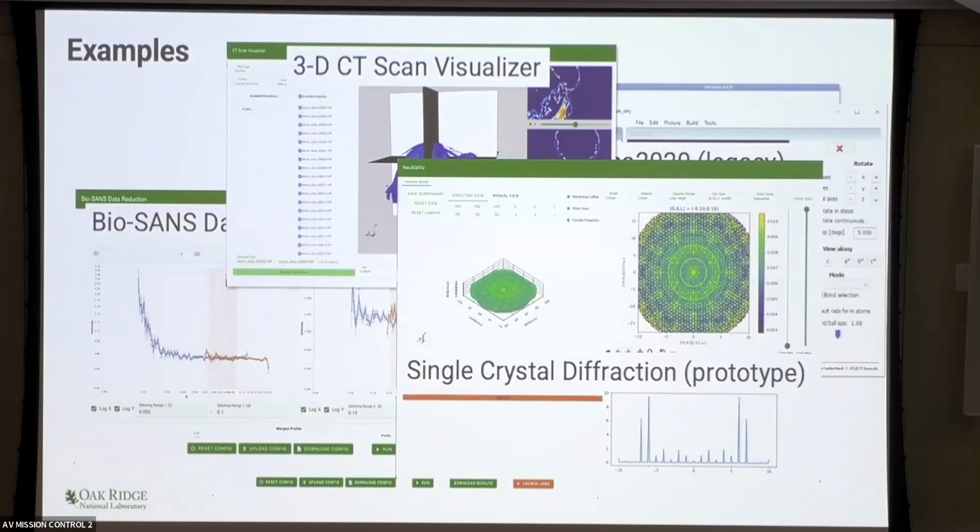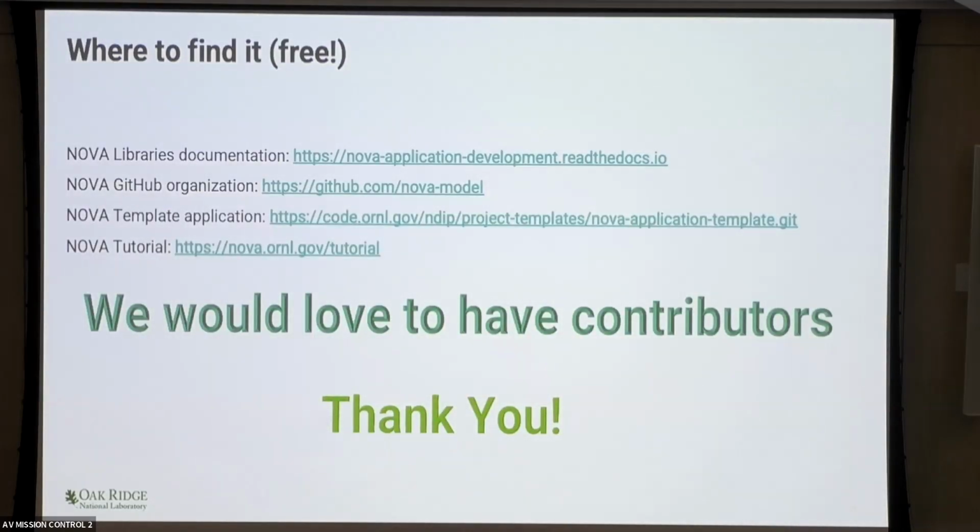So if you want more information, it's all open source. There's a GitHub repo, there's documentation on this. The template application you can download from our GitLab repo at Oak Ridge National Lab. And there's also a tutorial. If you're interested in going through the tutorial, it can show you how to develop these applications. And we would love to have more people contributing to this. If you're interested, please contact me or open an issue on the GitHub page if you'd like. So thank you.